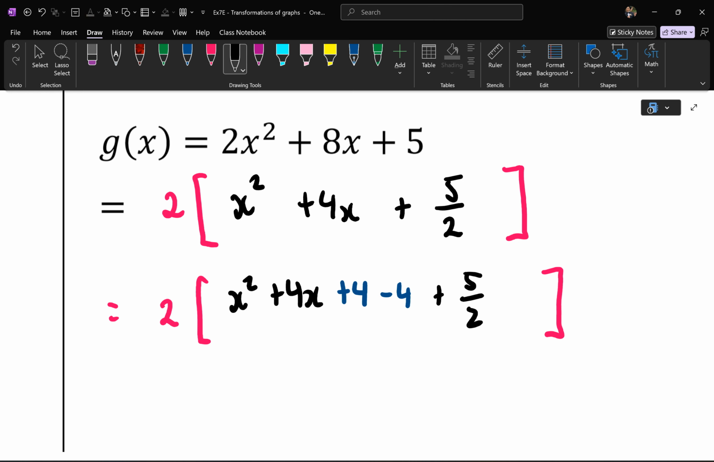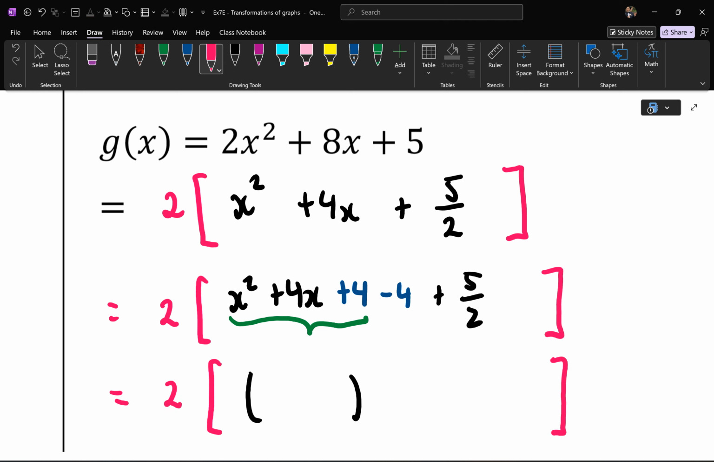Plus 5 over 2. The reason why I like that plus 4 is because that is a perfect square. What would the perfect square be? What's inside the brackets? Very good. Becomes x plus 2. And if you've forgotten, that number there is just the result of halving 4. So half of 4 gives you the 2. Don't forget the square. That's a perfect square. And then I just need to work out now, in terms of fractions, what's negative 4 plus 5 over 2? Anyone want to have a go? Negative 3 over 2. Good.